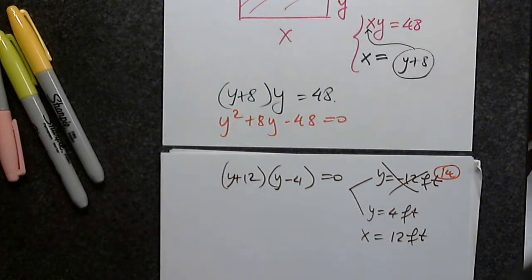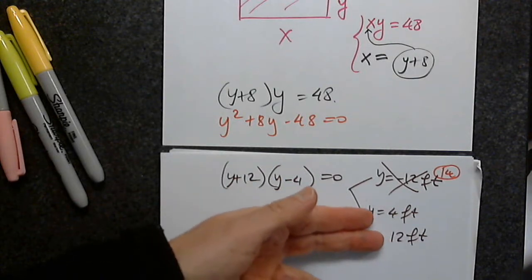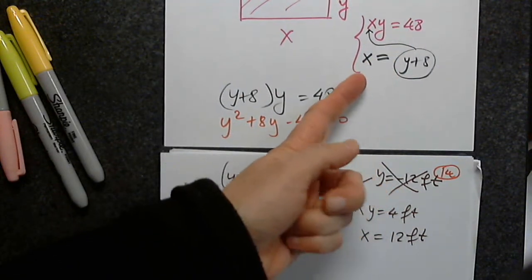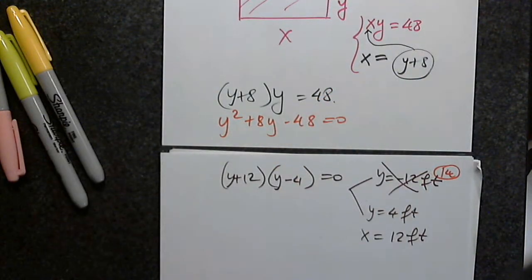Very good. I should go back and check both equations, and of course it works. 4 times 12 is indeed 48, and indeed 12 equals 4 plus 8. So this is the solution. Very good.